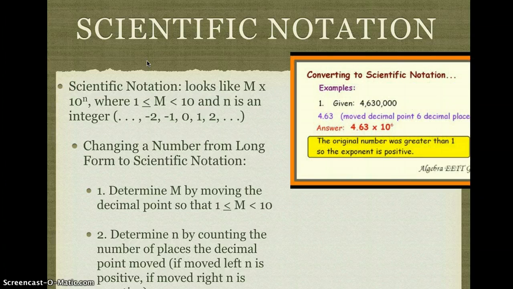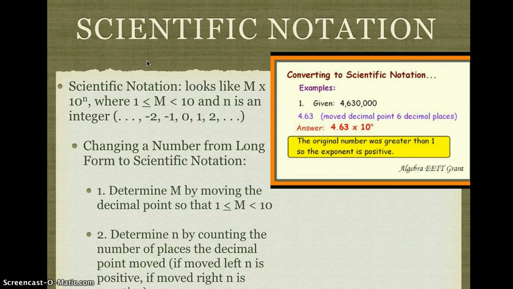Another way to look at it is if the number's large, our exponent should be positive. If the number's really small, our exponent should be negative. That's the route I tend to go, but it doesn't matter what works for you. Here we see the example. I want to walk you through it briefly.